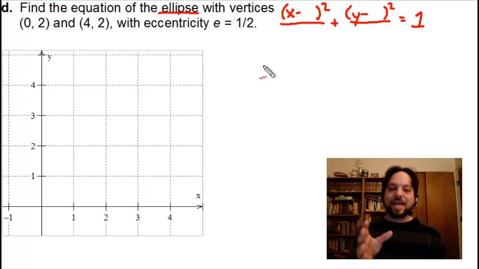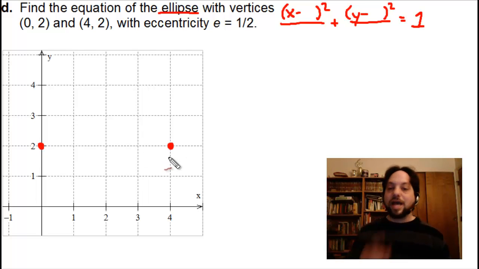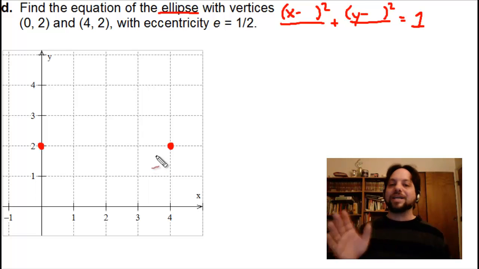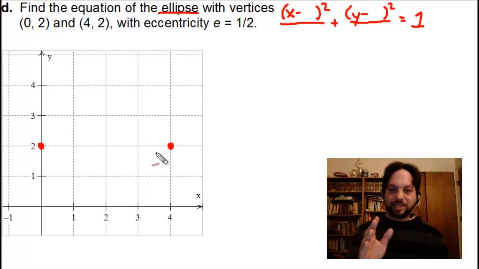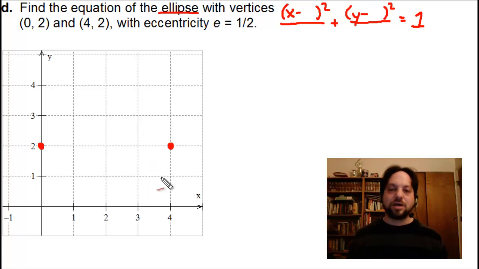Well, the first and easiest piece of information I'm given are the vertices. Those are going to be (0, 2) and (4, 2). And I am given that those are the vertices, not the conjugate vertices, the vertices. So I know that this is going to be a sideways ellipse. I know that the bigger number is going to go in the denominator of the x fraction. So, first and easiest thing to do would be try to find the center here. And hopefully you realize that the center is midway between the two vertices. So this center is going to be (2, 2). And I'm going to take this opportunity to fill in my first two pieces of information here.